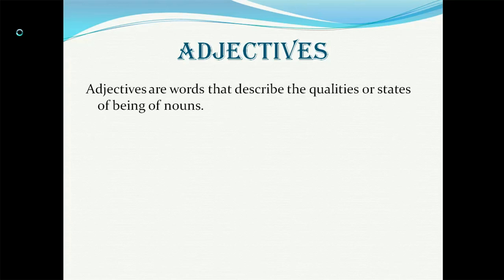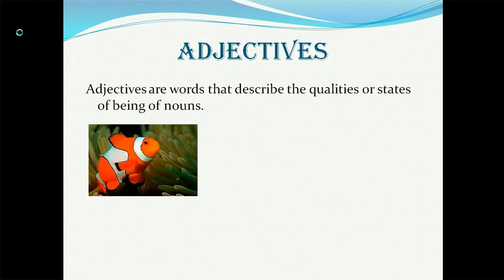Adjectives are words that describe the qualities or states of beings of noun. They are words which describe or they qualify a noun. It gives more details about a noun. See, this is a fish. We can say this is a fish. We can also say this is a beautiful fish. So what is that word beautiful doing? It is describing or it is giving more detail about the noun fish. So now the fish is noun here and beautiful is an adjective which is describing the fish.